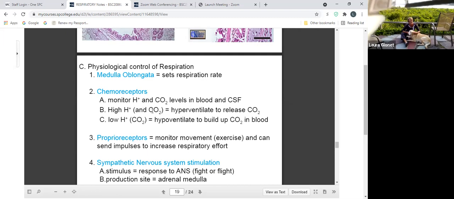High carbon dioxide levels produce high hydrogen ion concentrations. The response is to increase respirations, or hyperventilate, to release your carbon dioxide. If the levels are low, it implies that low carbon dioxide levels mean the hydrogen ion concentration is decreasing. And so now the response to correct it is to hypoventilate, maybe hold your breath a little bit, to build up the carbon dioxide to increase your pH level.